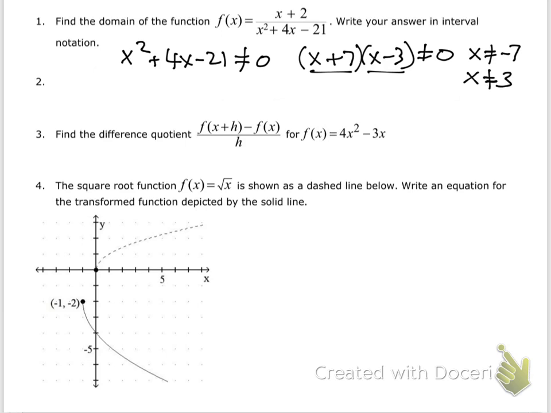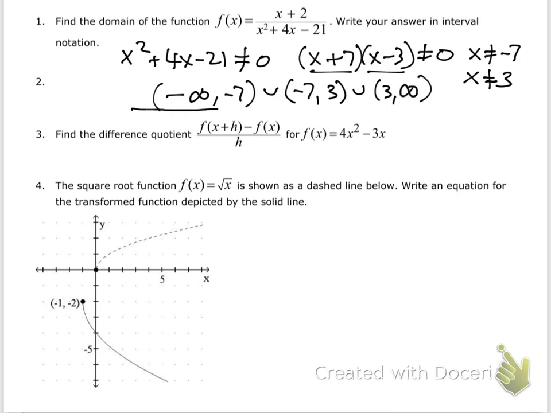So how do we write that in interval notation? Here we go. Negative infinity to negative 7, and then negative 7 to positive 3, and then 3 to infinity. Okay, there you go. That is the answer. Right, let's just move back and do question number 2.